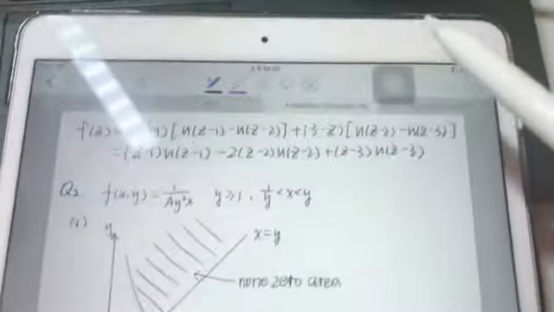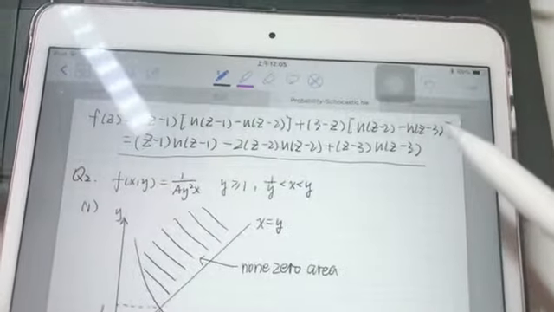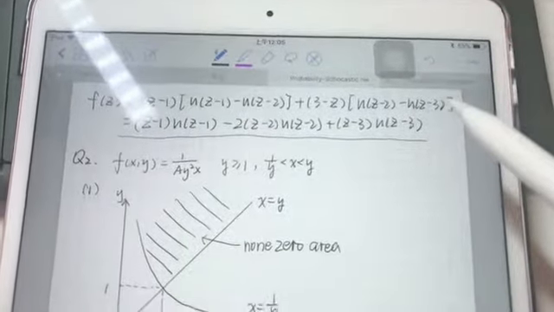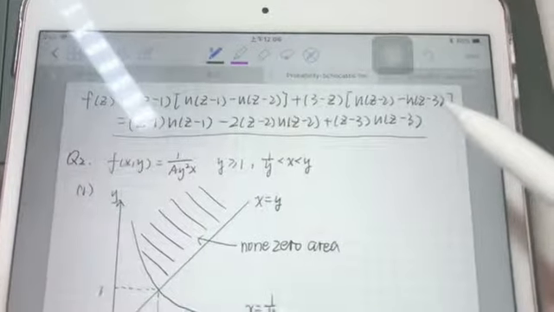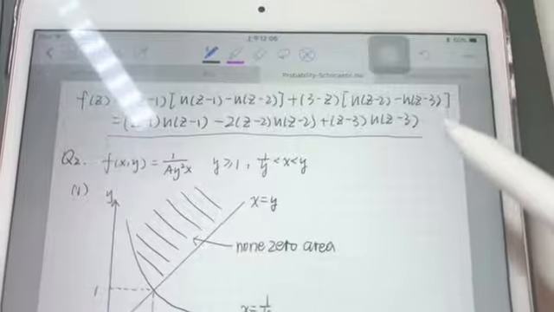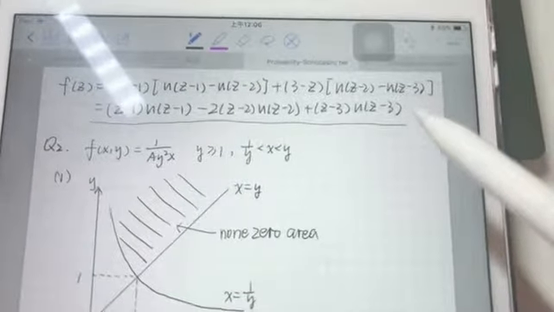Then writing them together, we get the same answer as the answer we worked out from solution 1.